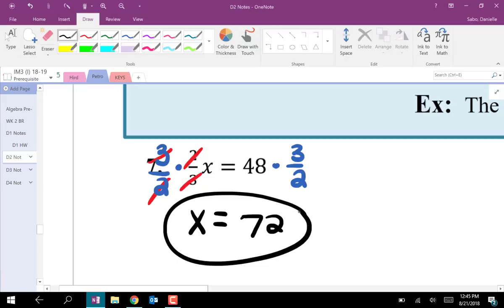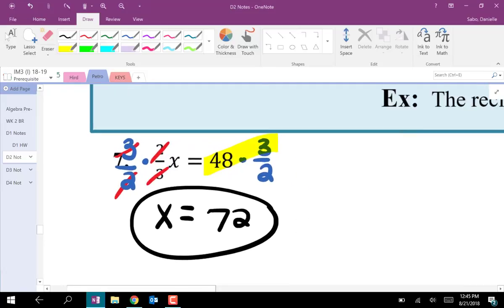Yeah, that one's a little bit challenging. Okay? Really what you'd do in your calculator, if you had a not fancy one, you would do 48 times 3, get an answer, then divide by 2. Okay?